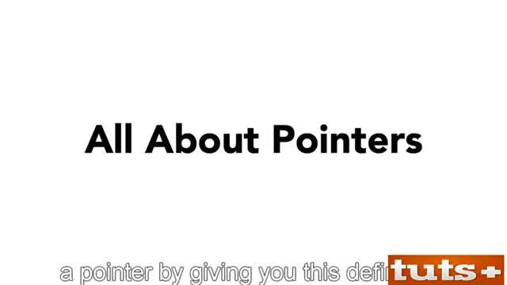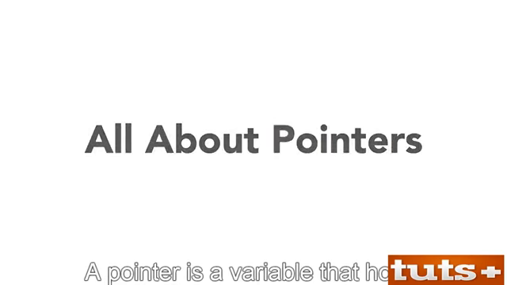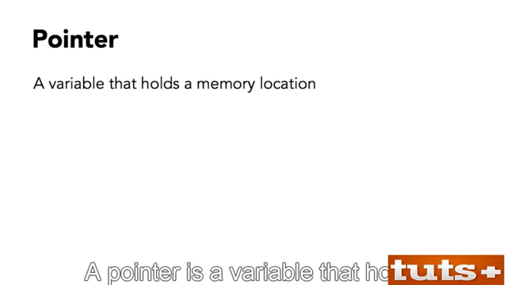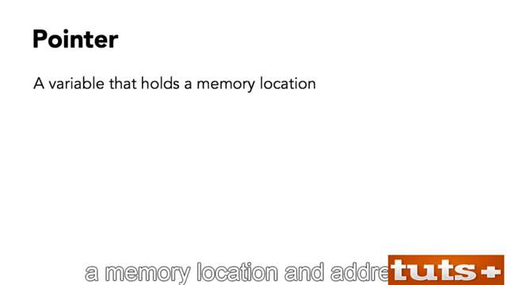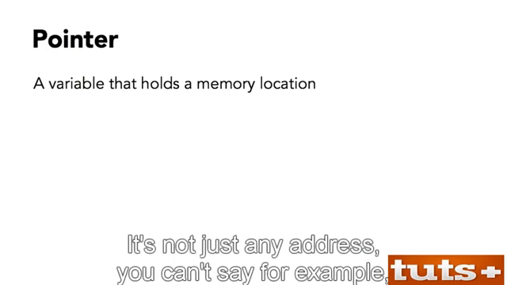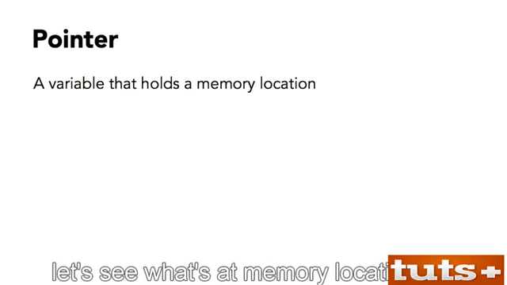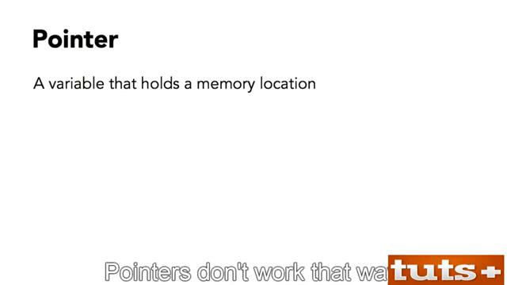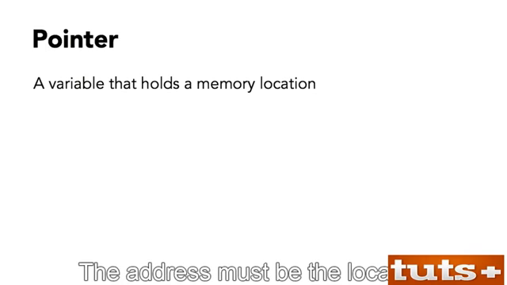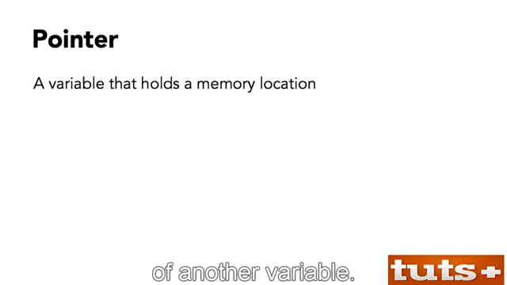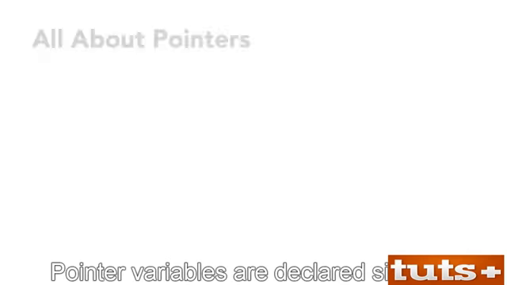It's not just any address. You can't say, for example, let's see what's at memory location 96. Pointers don't work that way. The address must be the location of another variable. Pointer variables are declared similarly to other variables, although the variable name is prefixed by the pointer operator, the asterisk. You'll see an example in a moment.